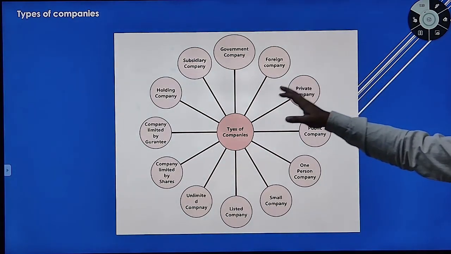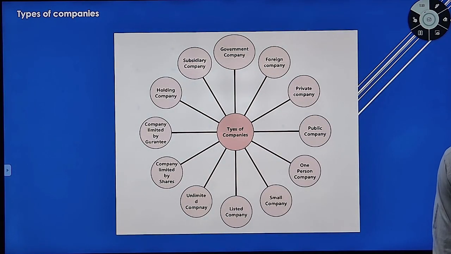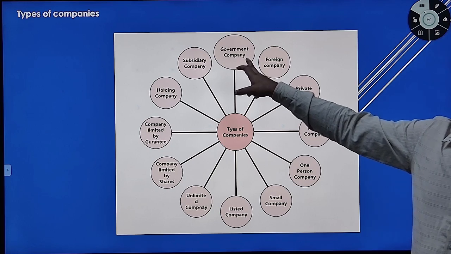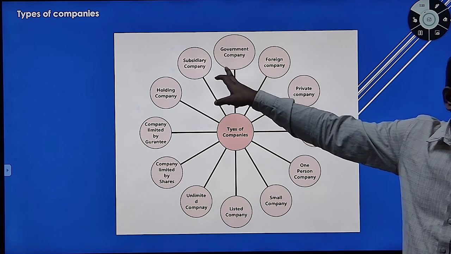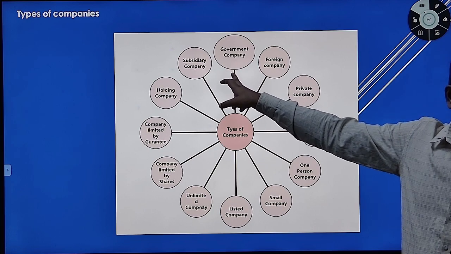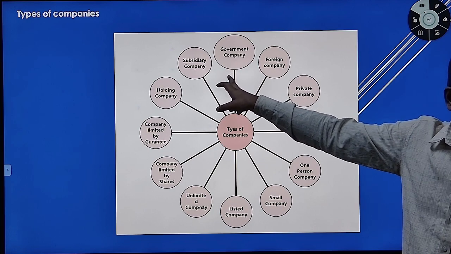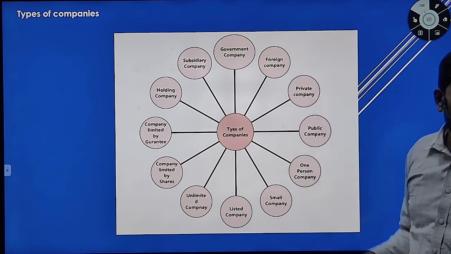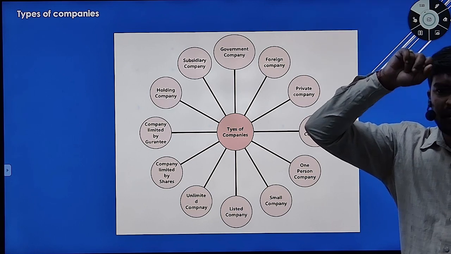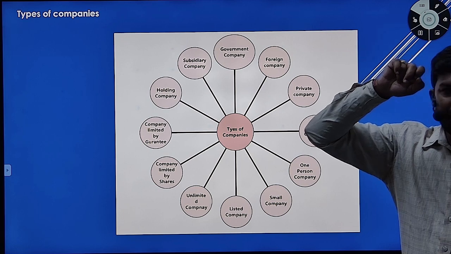These are the different types of companies you have. Just for knowledge's sake, I put this slide. You can see government company, more than 51%. If either the state government or the central government holds more than 51%, meaning a majority stake, it is called a government company. Then foreign company, whose branch is here but whose main office is in a foreign country. Understood?